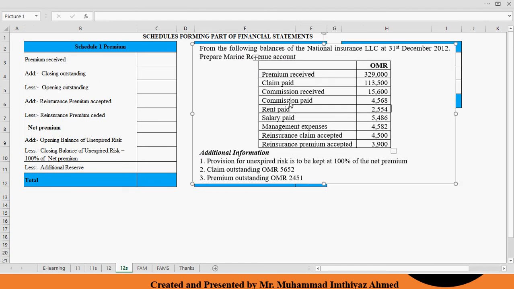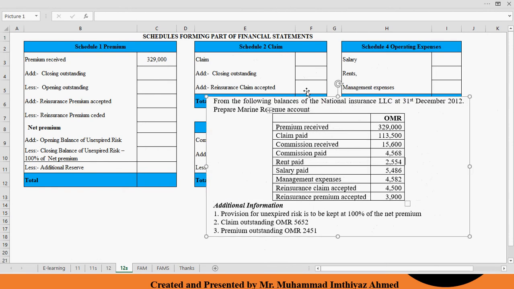So let's read the problem for you. From the following balances of National Insurance at 31st December 2012, prepare marine revenue account. So that's the heading I have given for the first as well as the second problem. So first, premium received is 329,000. So I'm entering simultaneously. The second is claim paid. So claim paid is 113,500.